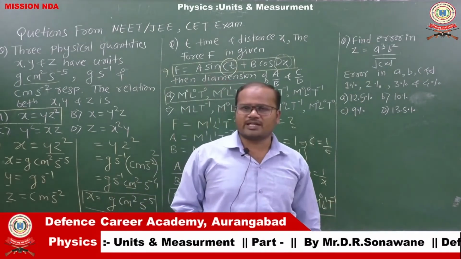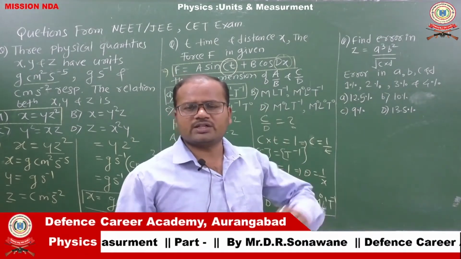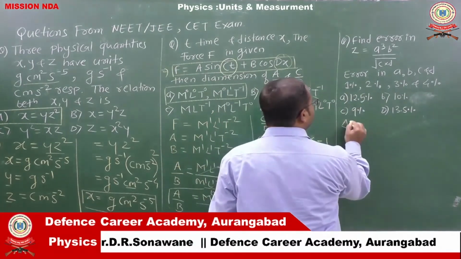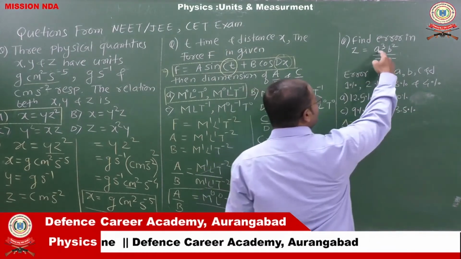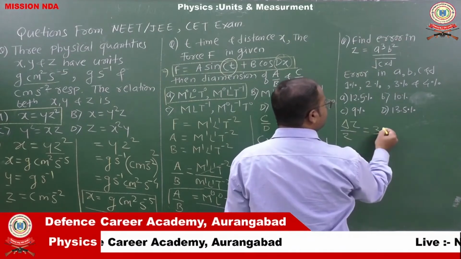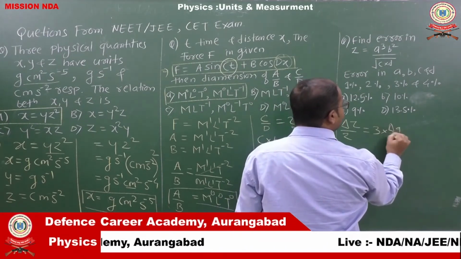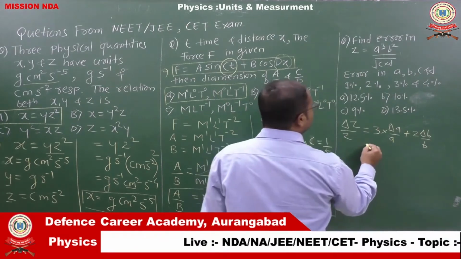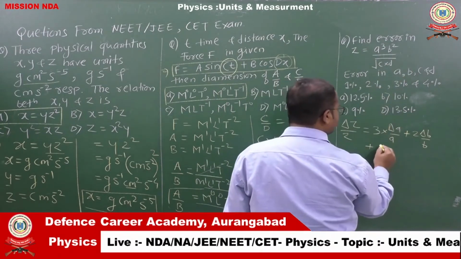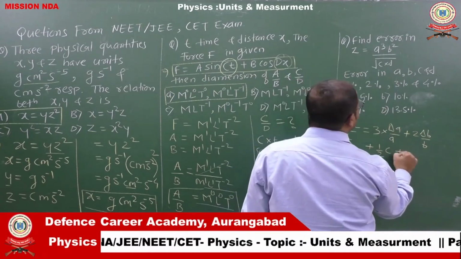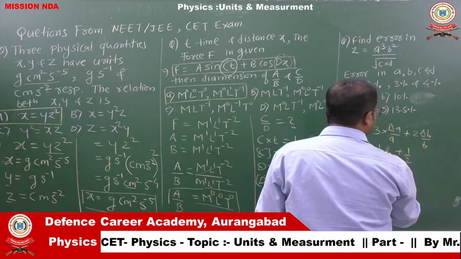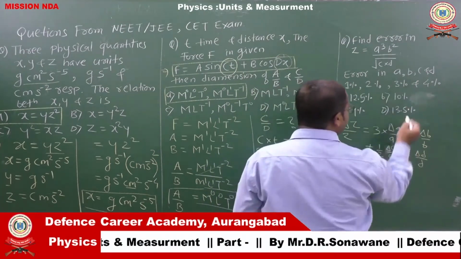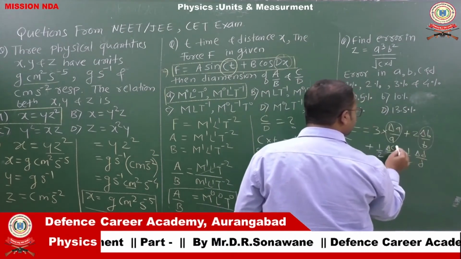We know that according to dimension analysis, when multiplication and quotient are there in the equation, at that time we find the absolute error: del Z upon Z equals 3 del A upon A, the power is taken before the error, plus 2 del B upon B, plus since root means power half, half del C by C and then half del D by D. These values are given: the errors in A, B, C and D.